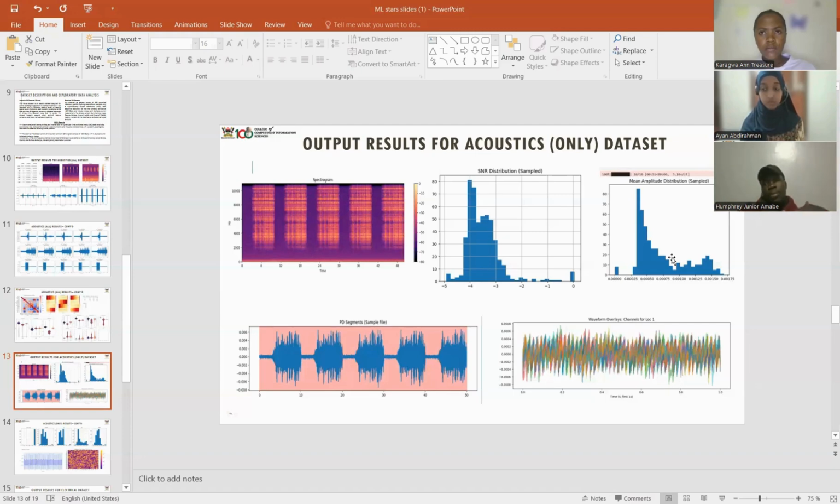So if you look at, for example, since our audio is 50 seconds, in the 50 seconds, if you try and pick out the different sections where we have the bursts, you find that they're limited, and the times whereby we don't have the bursts, they're actually more. So that's what the SNR is trying to show us.